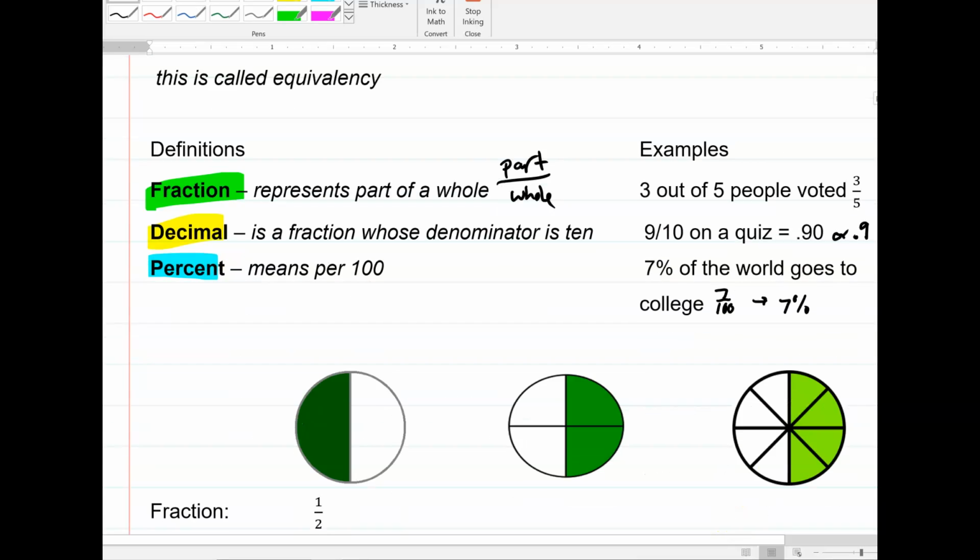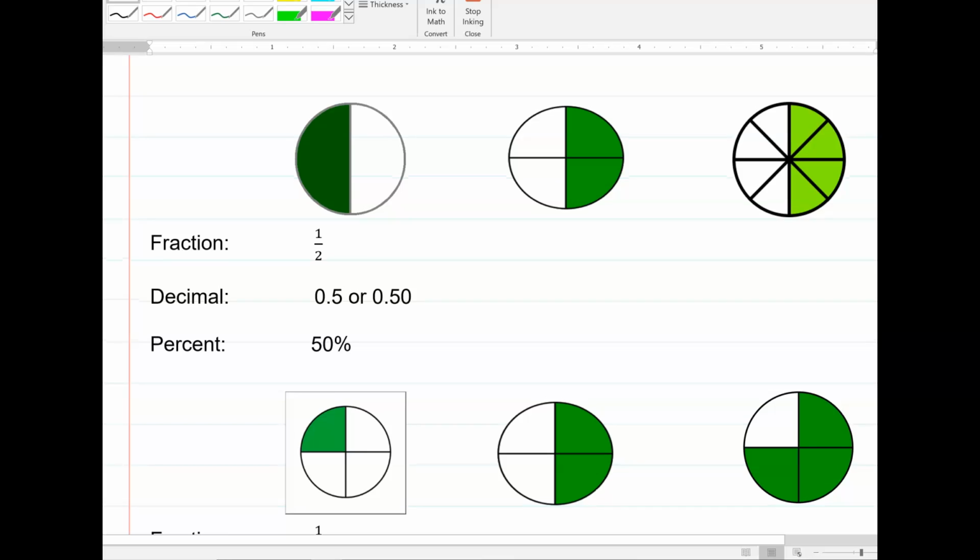So today, we are mainly going to focus on our halves and our fourths, and we're going to try and memorize them, and we're going to try and see them constantly when we're doing our quizzes, right? So if I have a circle here, and I have half of that circle shaded in, that fraction is 1 out of 2 pieces, right? 1 part per 2 pieces, 1/2. That decimal is 0.5 or 0.50, right?